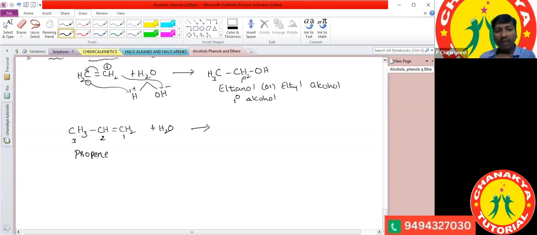What is the name of the reactant here? Propene. If propene undergoes the addition reaction, the OH group is going to be attached to which carbon? Either the first carbon atom or the second carbon atom.